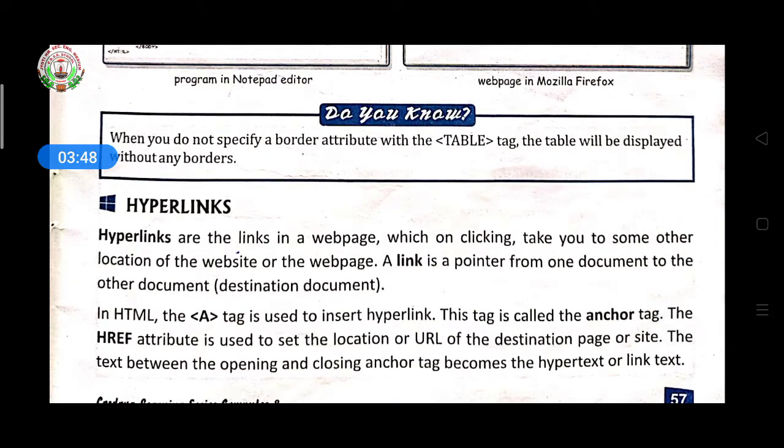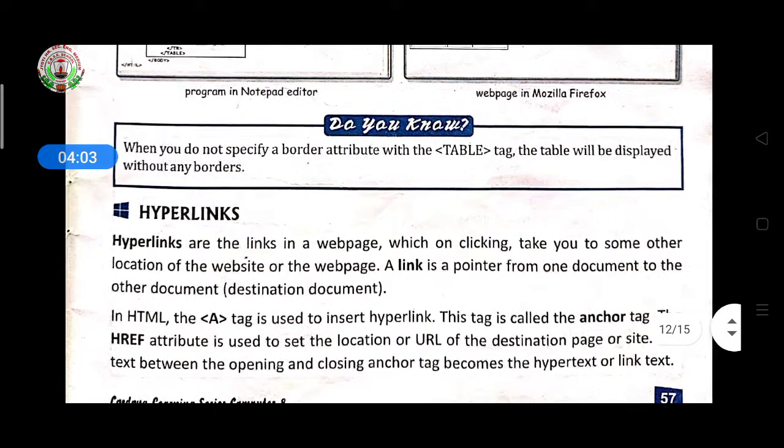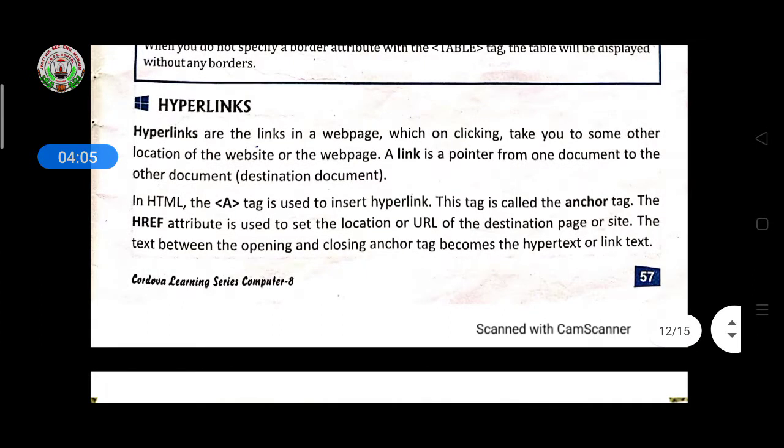So hyperlinks are the links in the web page which, on clicking, take you to some other location of the website or web page. A link is a pointer from one document to another, the destination document. It means you know about linking.